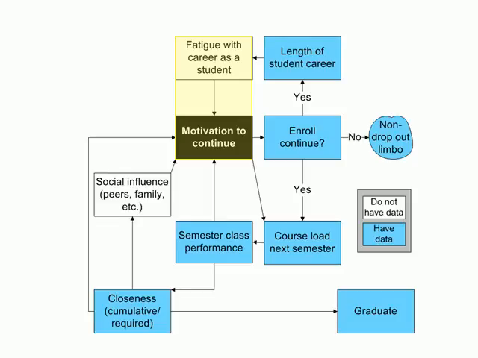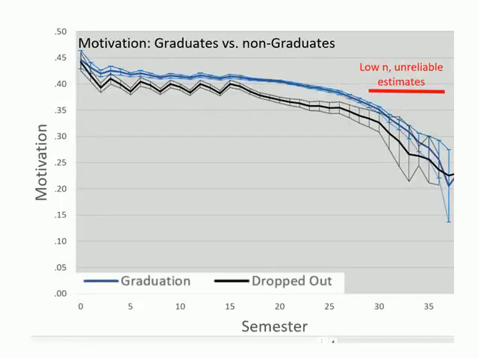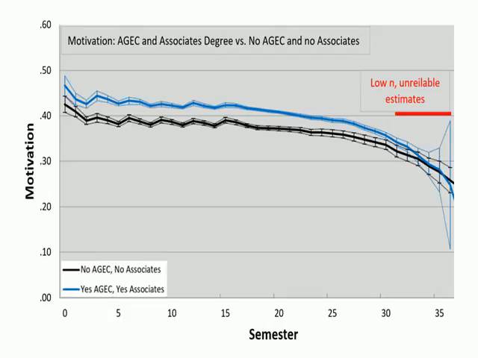A statistical test confirmed that the mean motivation score for graduates is significantly higher than those for students who do not graduate. Plotting the 95% error bands for motivation at each semester shows little overlap between students who graduate and students who do not graduate. Plotting the 95% error bands for motivation at each semester shows little overlap between students who enter university with both AJAC certification and an associate's degree versus those who enter university with neither.